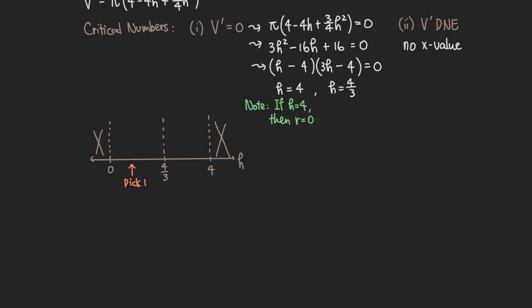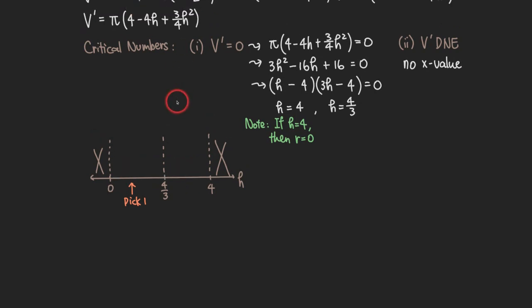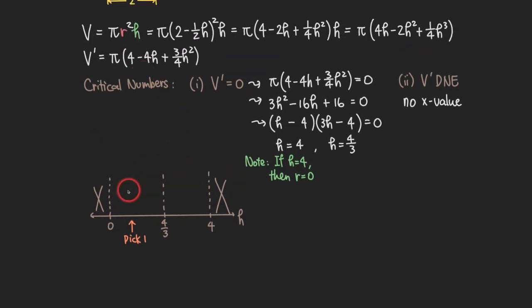We plug it back into our first derivative, which is right here. If we plug the 1 in here, we are going to get 4 minus 4 times 1, which is just 0. And then we plug the 1 in here. That will give us a positive number. So that's positive. And so that means the function is going to be what? It's increasing from 0 to 4 over 3.